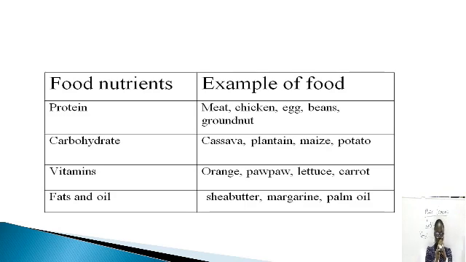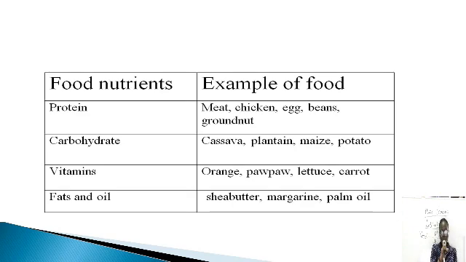Our last nutrient is fats and oil. For fats and oil, we have shea butter, margarine, palm oil, and all the oily foods. All the oily foods contain the nutrient fat and oil. So these are the nutrients and the foods that you can find these nutrients in.